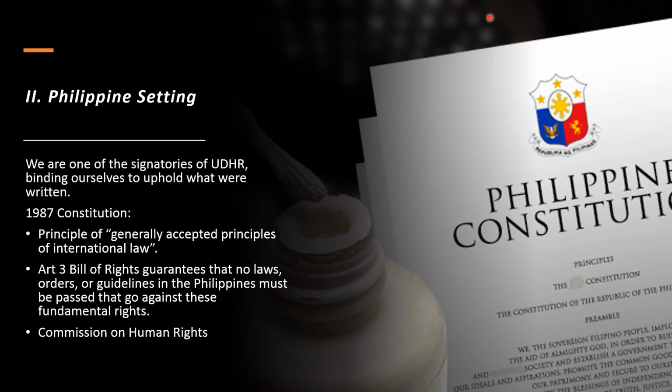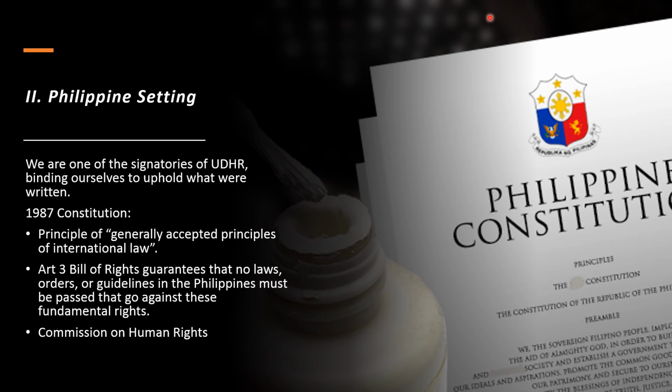We have certain rights that parallel the UDHR. You see, we are one of the signatories of the UDHR, and so we bind ourselves to uphold what was written there. That is why in the 1987 Philippine Constitution, we follow the principle of generally accepted principles of international law. What does that mean? We adopt as part of the law of the land those generally accepted principles of international law. One such accepted principle is those written in the UDHR.